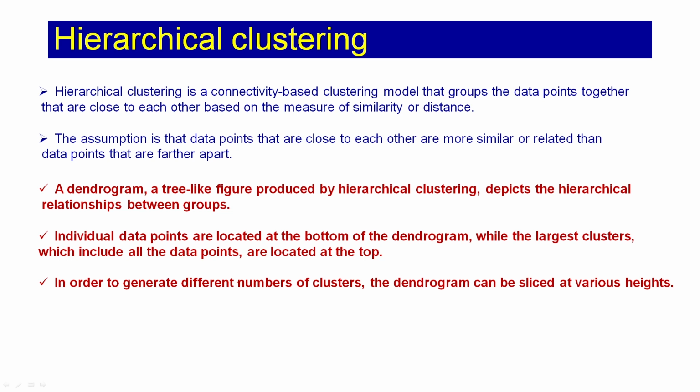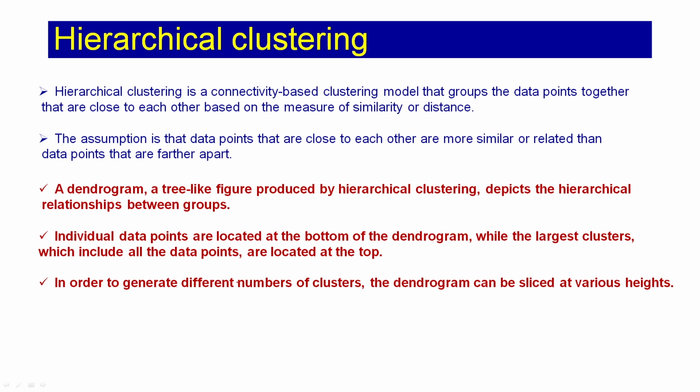In comparison, hierarchical clustering is a connectivity-based clustering model that groups the data points together that are close to each other based on a measure of similarity or distance. Remember this. The assumption is that data points that are close to each other are more similar or related than data points further away. After that, you create a dendrogram or tree-like structure. All of you know dendrites. A dendrogram is basically a dendritic, tree-like structure, which can give information on the hierarchical relationship.